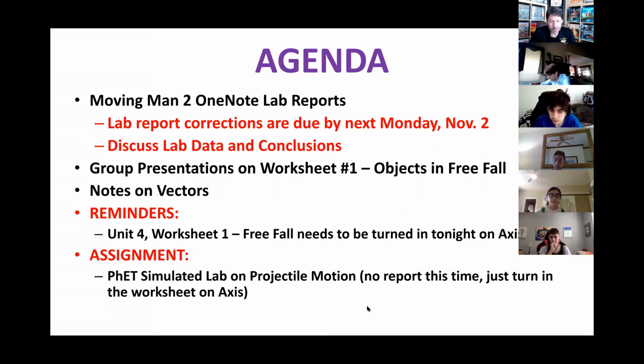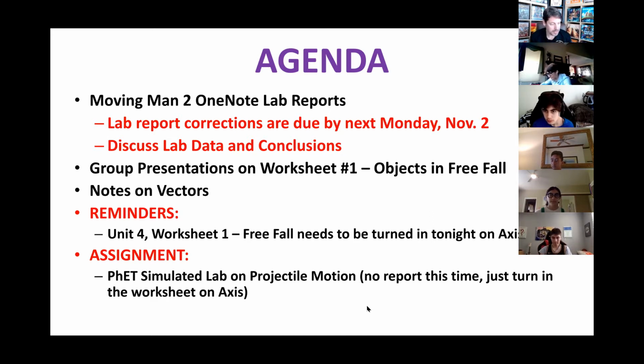This will not have a report this time, so you won't be working in groups, although I don't mind if you work together, but you won't be assigned into groups and you won't be completing it as a group. You'll be completing it individually, but it's an assignment, so you're more than welcome to work together if you choose to. But you won't need to be making a report. You won't be doing anything on OneNote. It's just going to be like a worksheet.